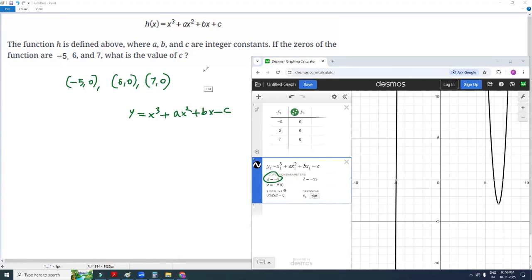And the information says all the 3 constants a, b, and c are integer constants. Here the values we got for a, b, and c are all integers. Our aim is to find the value of c. So here the value of c is negative 210.